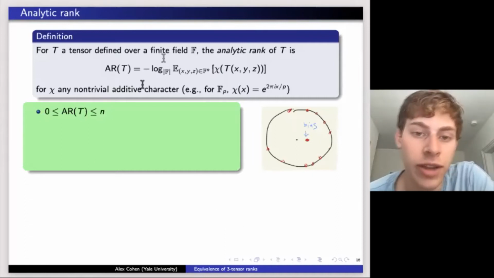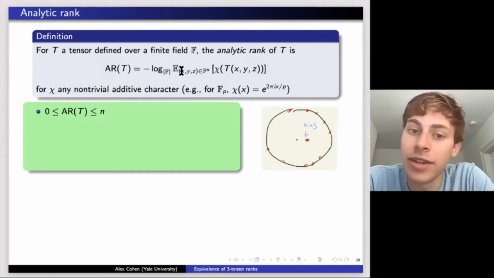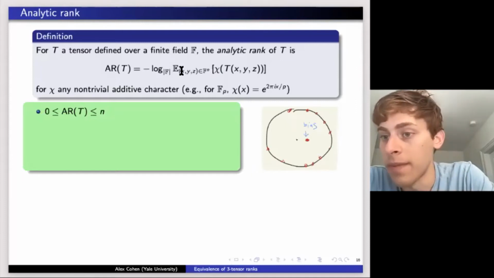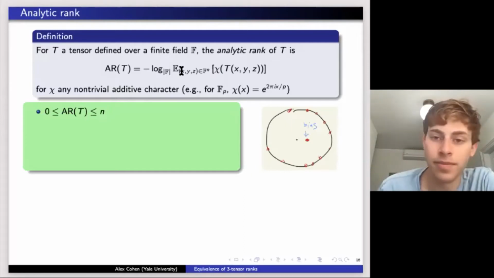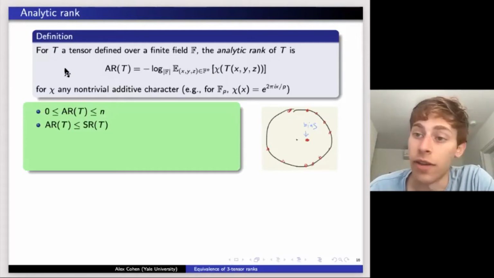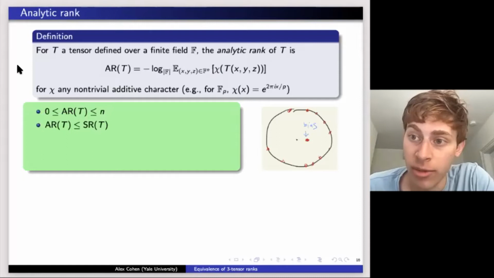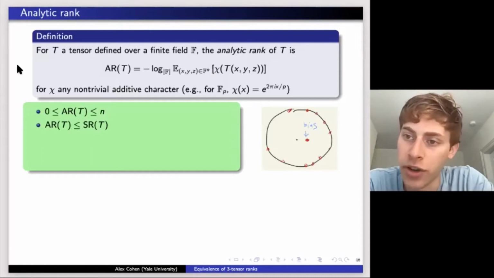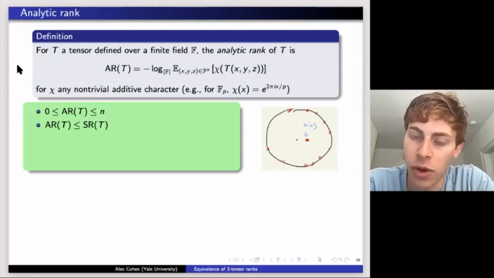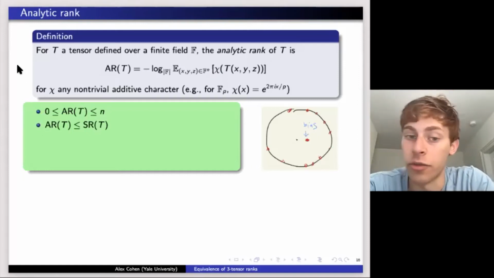And one good reason to take this log is that it turns out the analytic rank of an n by n tensor lives in the range 0 to n, like slice rank and geometric rank. So it lives in the right range at least. It is also bounded above by slice rank, just like geometric rank. So if you know that you can decompose your tensor into a few slice rank 1 pieces, then it also follows it's going to have a large bias.